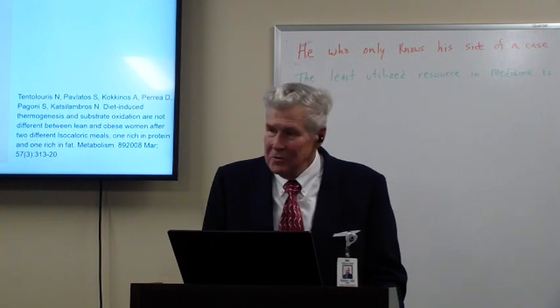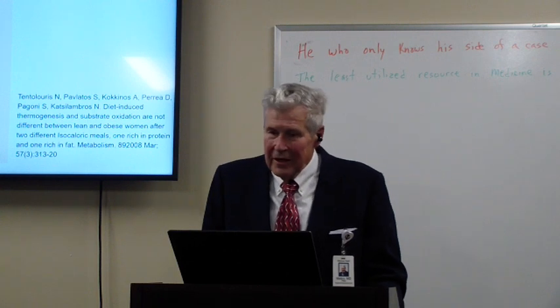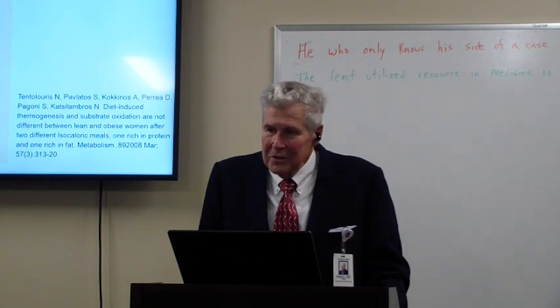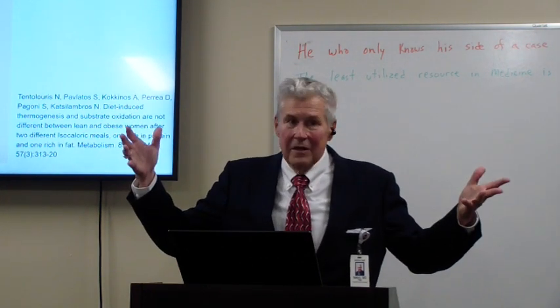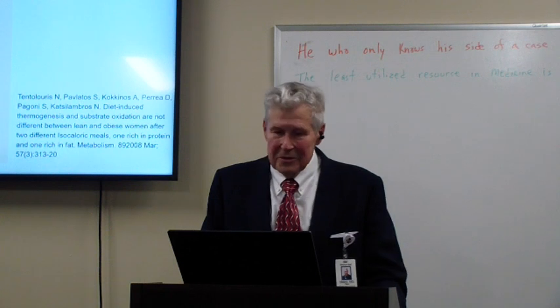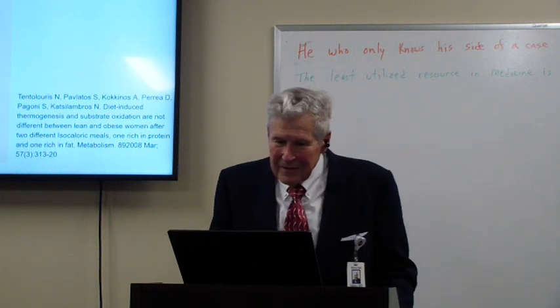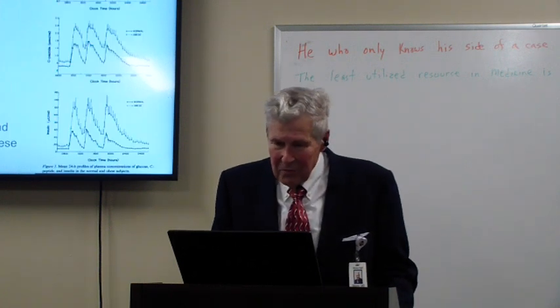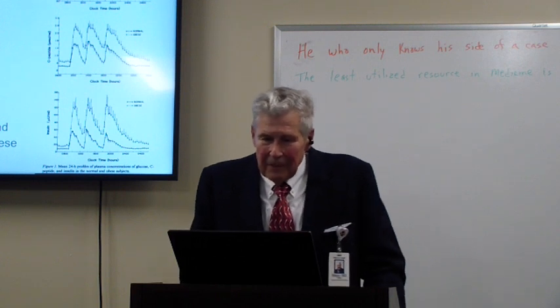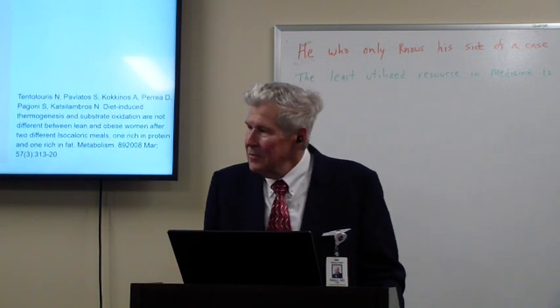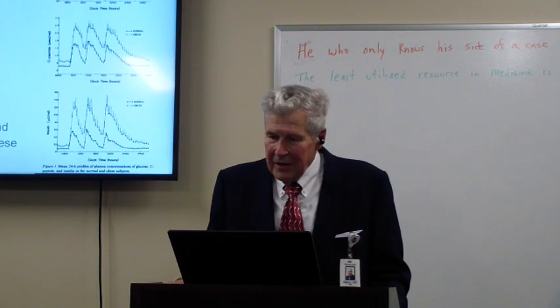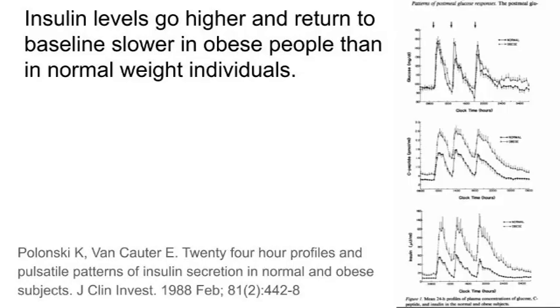And in the same way, if you become insulin resistant and insulin goes through the roof, then you start releasing tons of leptin, and your hypothalamus becomes leptin resistant. It's all technical, but the real villain is insulin. So here's to show you what happens in insulin-resistant people. When they eat something, the insulin goes up much higher in people who have the metabolic syndrome. Here the insulin levels go higher and return to baseline slower in obese people than in normal weight individuals.